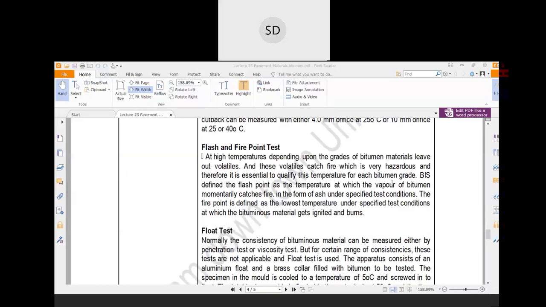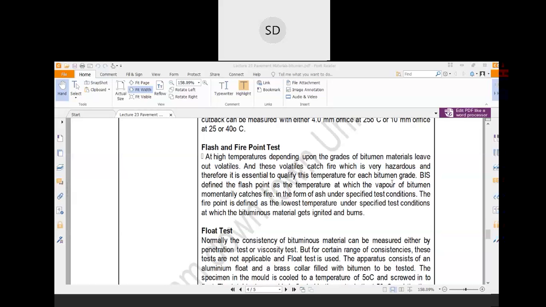Now, in these temperatures, what happens? Flash point is the temperature where, suppose you are heating a bitumen content. Whenever you are heating a bitumen content, in that case some gases will evaporate from it. So flash point is the temperature when you touch any fire source or you are near it, and those evaporated gases will momentarily catch that fire. That point is basically your flash point.